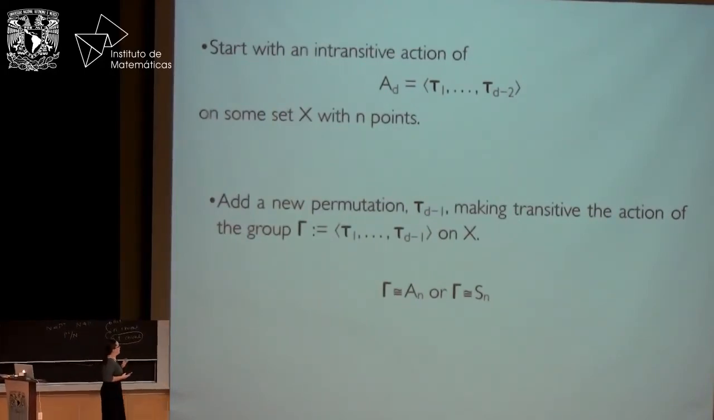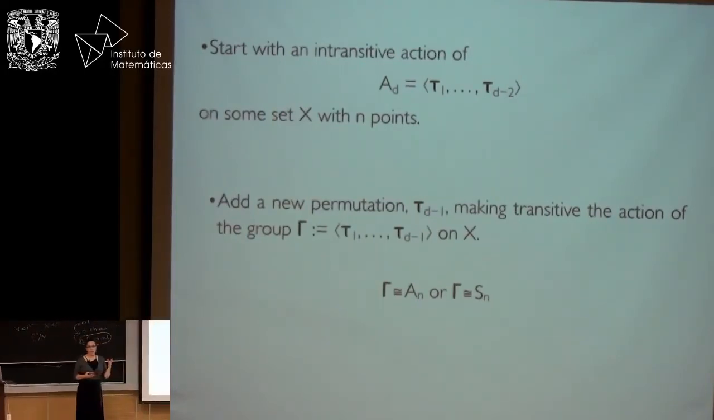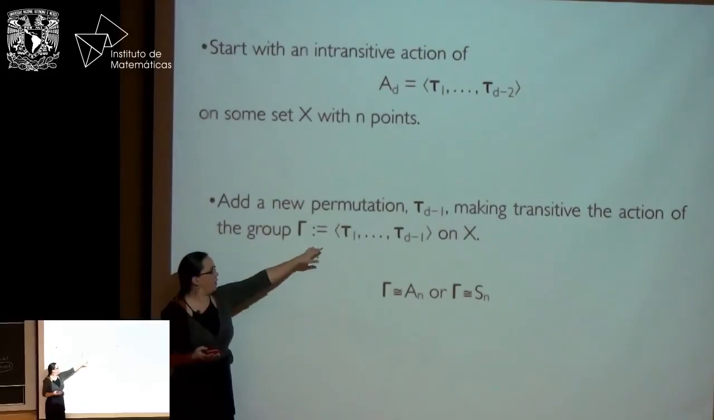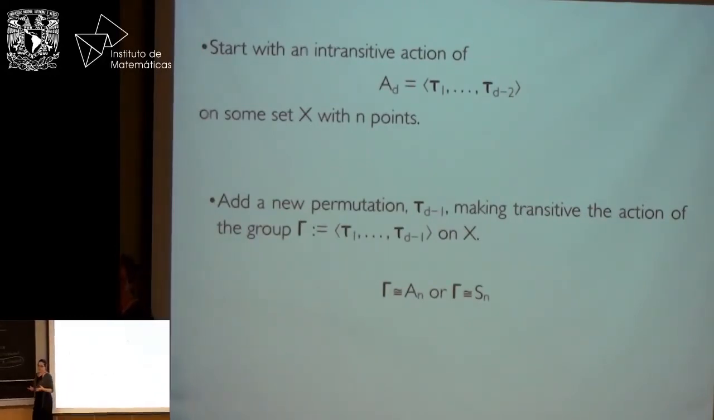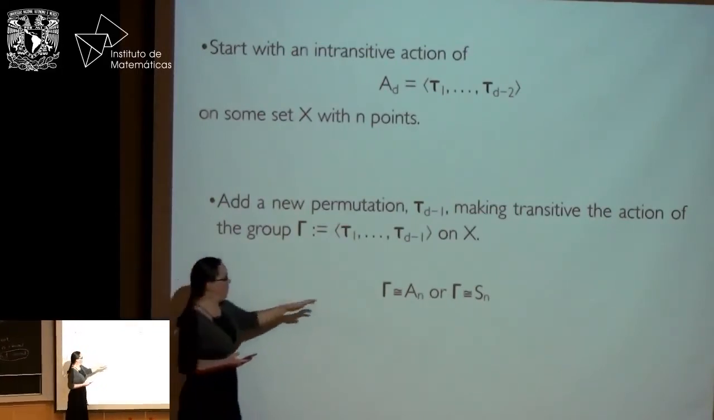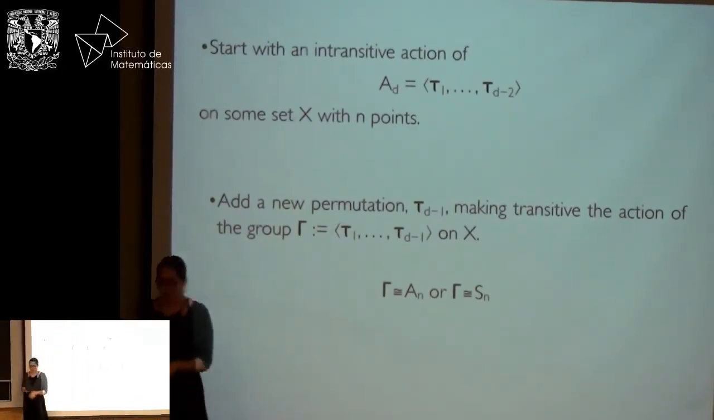And the prime cycle helps me show that the action of this thing is not only transitive on the set X, but it's also primitive. And then from there, I can show that the entire group is either A_n or S_n.